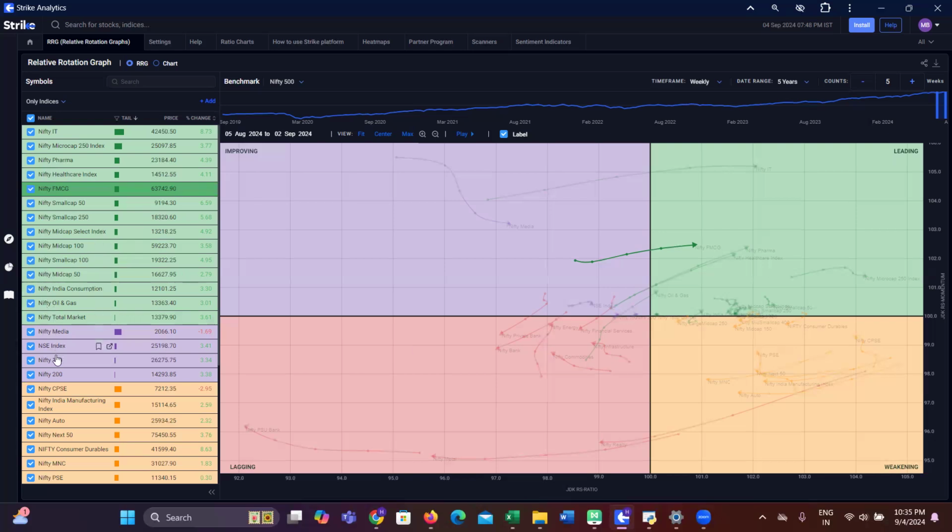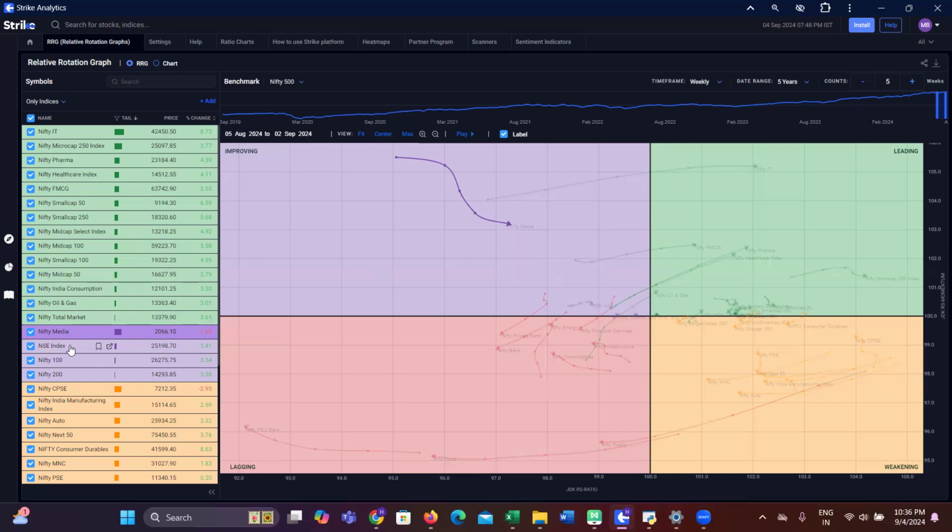Then look at oil and gas. I was tracking oil and gas when it was in lagging, and I kept saying that it is getting into improving. Now it is in leading and closer to the benchmark. Nifty Media is again in improving, and I see some improvement in the RS ratio. So let's see how it goes.